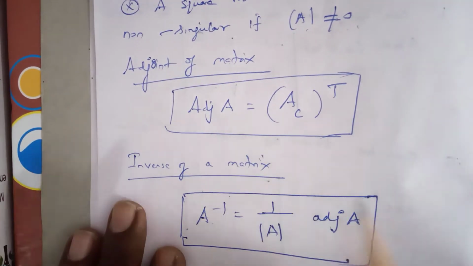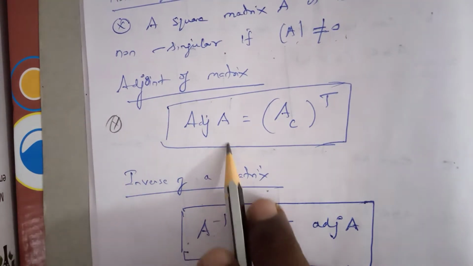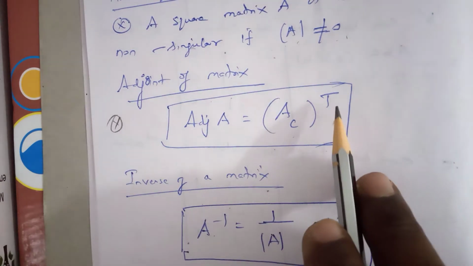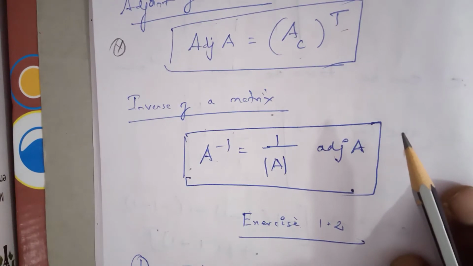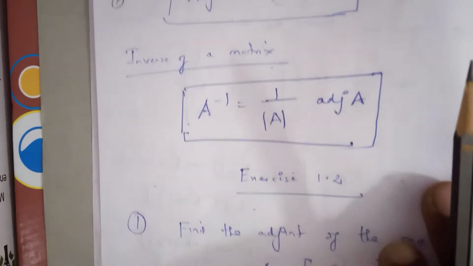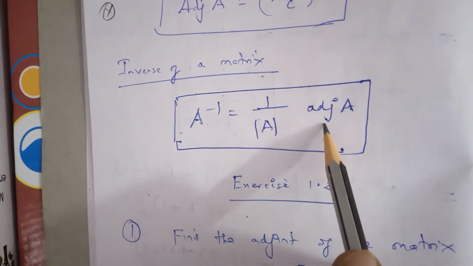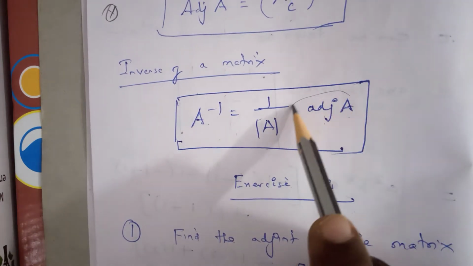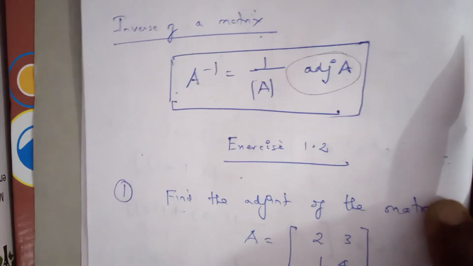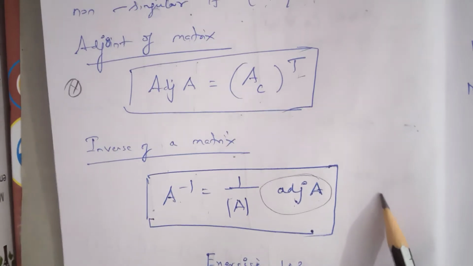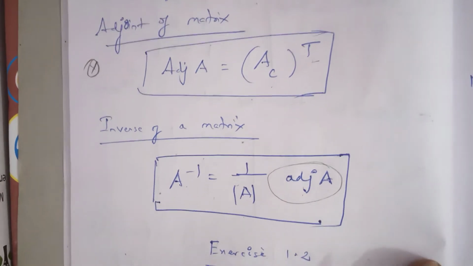Next definition is a very important definition, the adjoint of a matrix. So adjoint A, the formula is A complement transpose. Next definition is the inverse of the matrix. Inverse of the matrix, A inverse equals 1 by determinant A into adjoint A. The adjoint A is known as A complement transpose. So this is the formula for computation of the inverse.